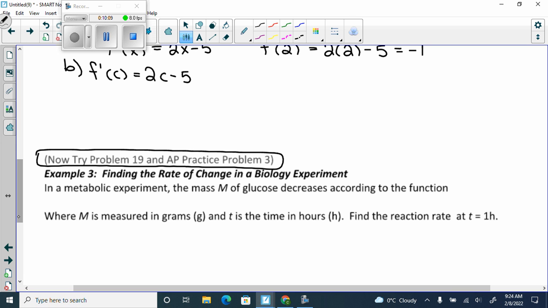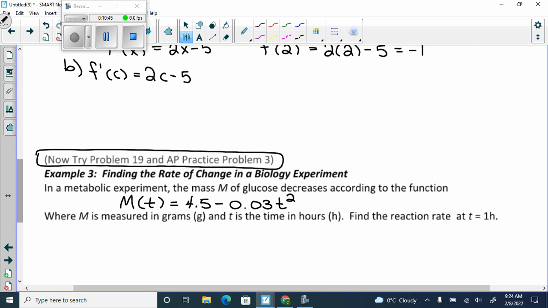So here it says, in a metabolic experiment, the mass M of glucose decreases according to the function, and the function's not there, surprising, M of T equals 4.5 minus 0.03 T squared. Now, if they give you a formula just like in 30-1, they have to tell you what the variables stand for, right? They can't just give you a random equation and then not tell you what it stands for. So here it says M is the mass of glucose decreasing according to this function, so it's a mass decreasing. And then here it says where M is measured in grams and T is time in hours.